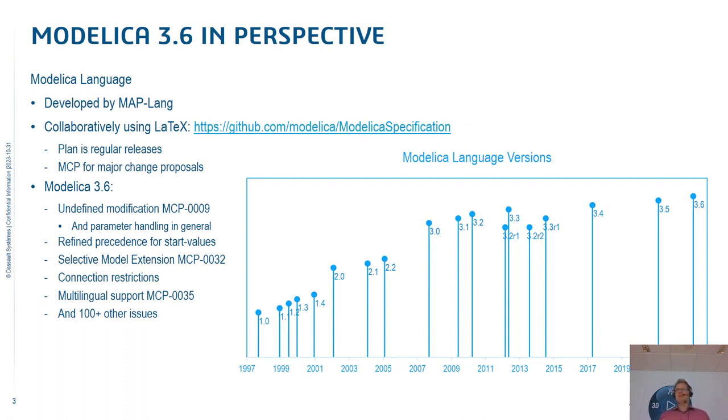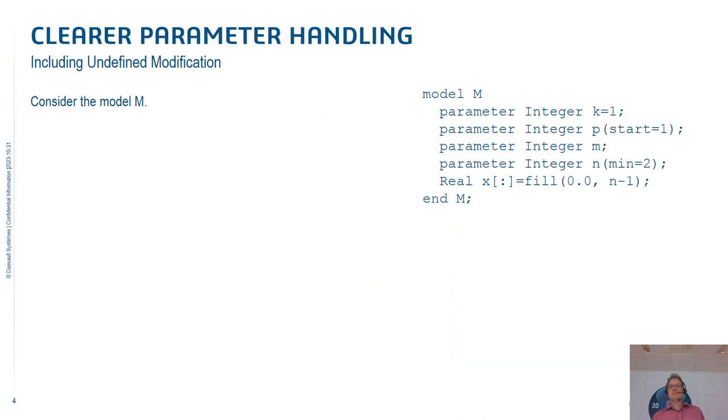And in Modelica 3.6, the main things were undefined modification and parameter handling in general, and also refined precedence for start values. And then we had the selective model extension, which is a main thing, and slightly improved connection restrictions. And we also added multilingual support so that you can translate your library into French or German. And there were 100 plus minor issues as well.